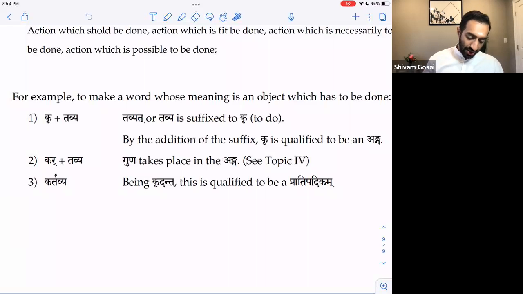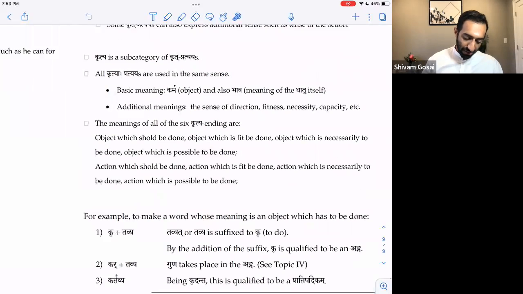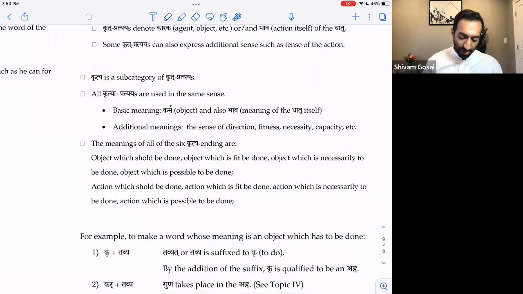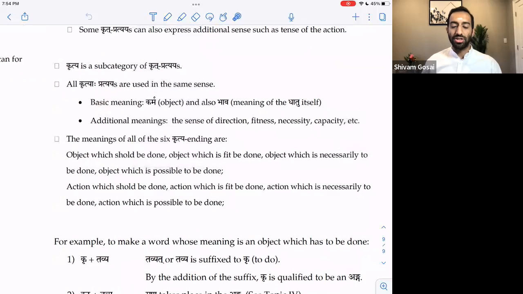No, so just this subgroup of what we call kritya, this grouping of them have this karmani sense to them. This is tavya. So not all of kridanta have karmani sense to it. So for example, there's one krit pratyaya called trich, T-R-I-C-H, trich. Okay, trich. Now trich pratyaya gives a sense of karta, kartari.